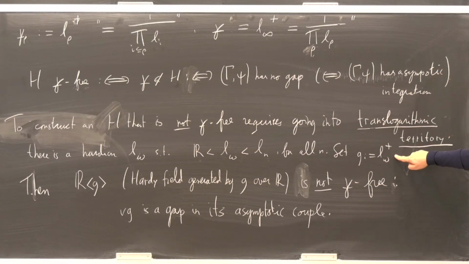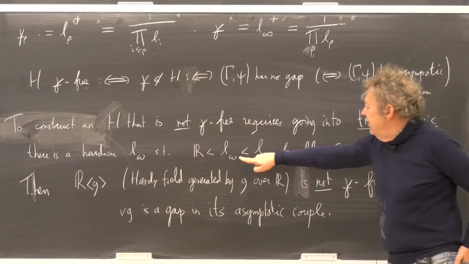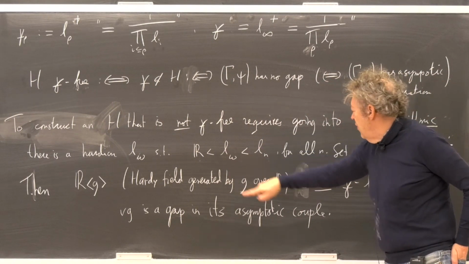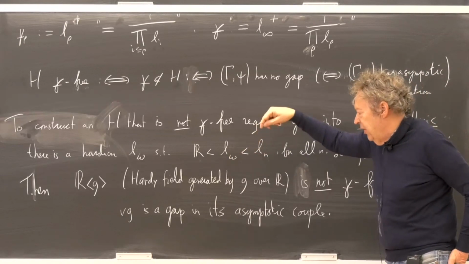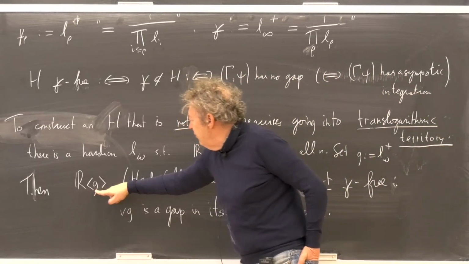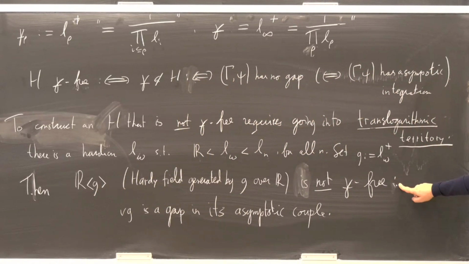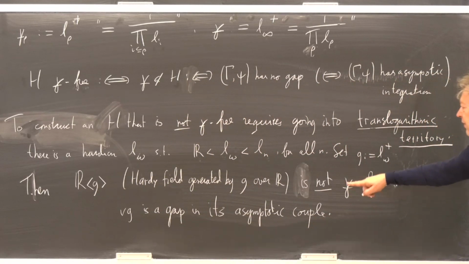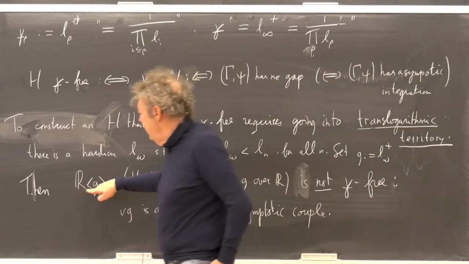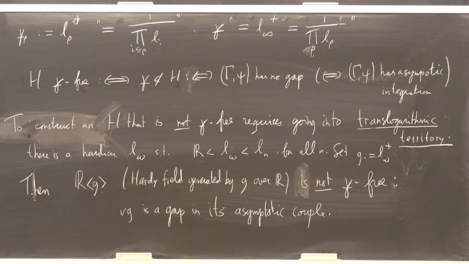Okay, now L omega does generate a Hardy field over R, but it's not L omega that you take. You take the dagger of it, which of course still lies in the same Hardy field generated by L omega, but is strictly smaller. It generates a strictly smaller Hardy field, and that is not gamma free. The reason for that is that you can show that the valuation of it is a gap in the asymptotic couple of this. So that is an explicit construction of a Hardy field that is not gamma free.